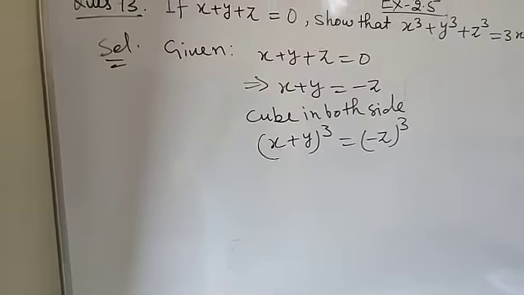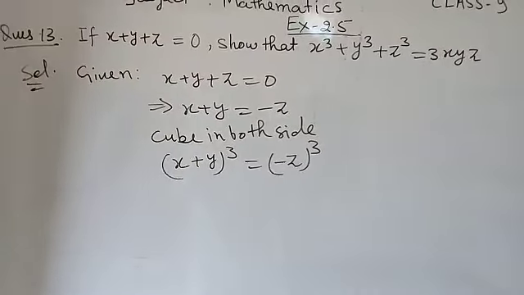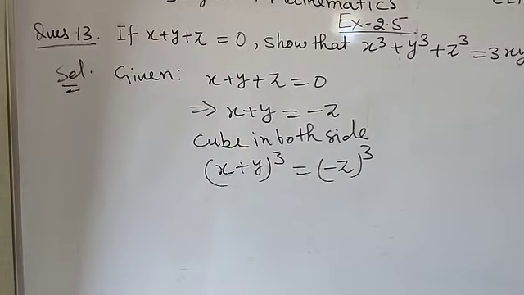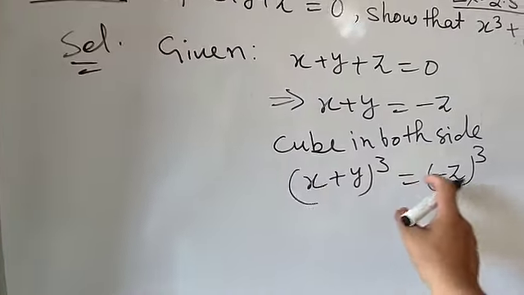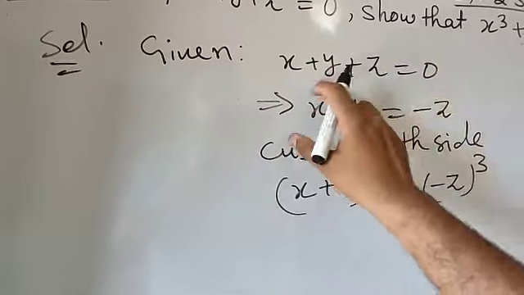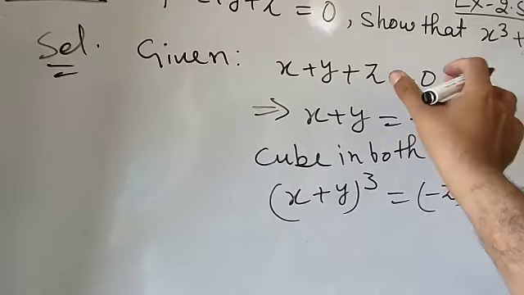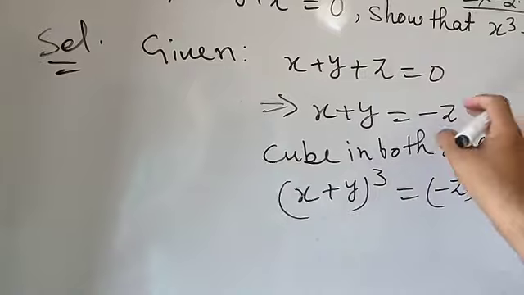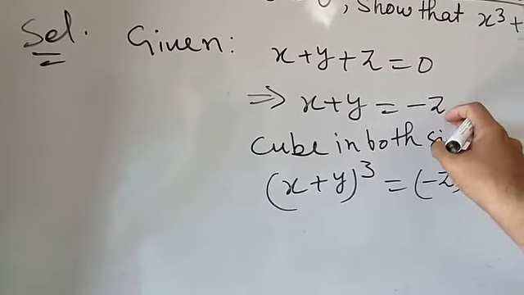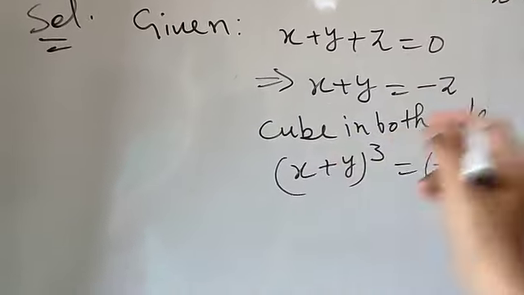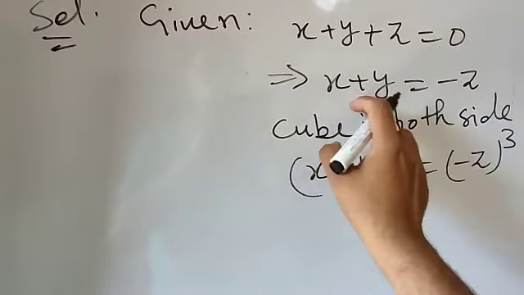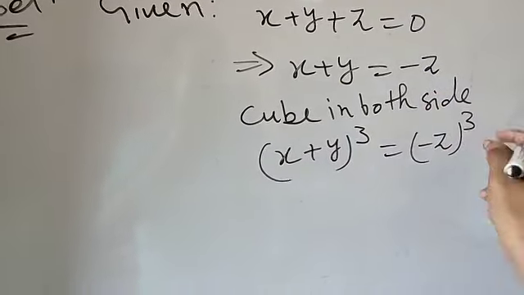So students, if two values are equal and you make the cube of both the equal things, then again both will be equal. So (x plus y) cube equal to minus z cube. That is given in the question, x plus y plus z equal to 0. So x plus y equal to minus z. Now I am going to make the cube on both sides. So on the left you will get (x plus y) whole cube, and on the right minus z whole cube.